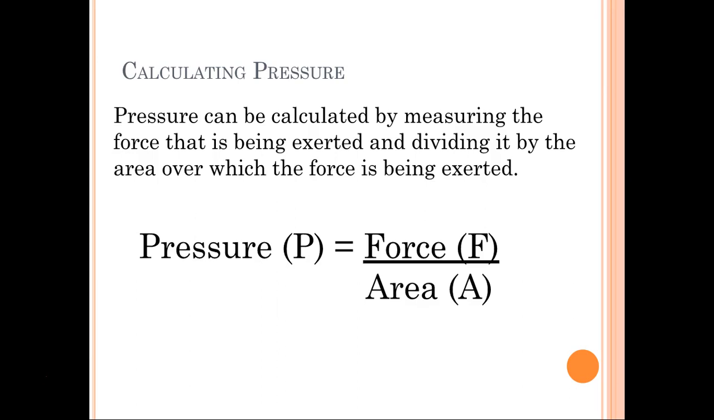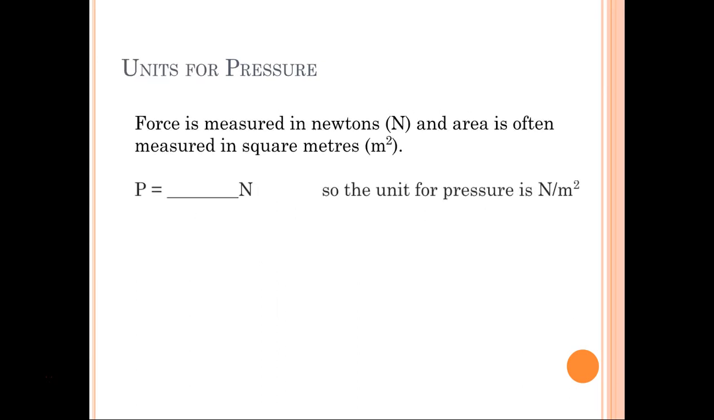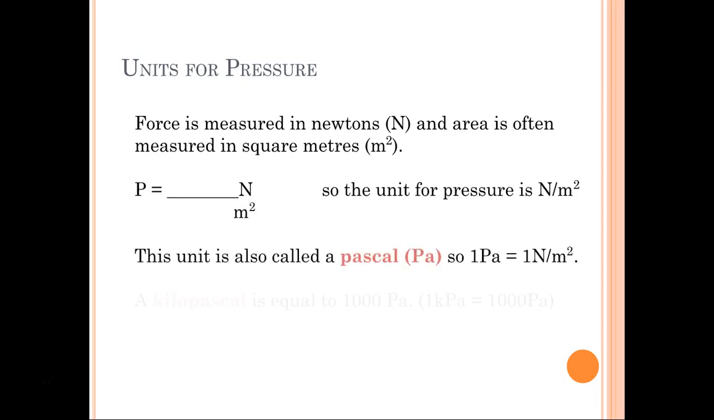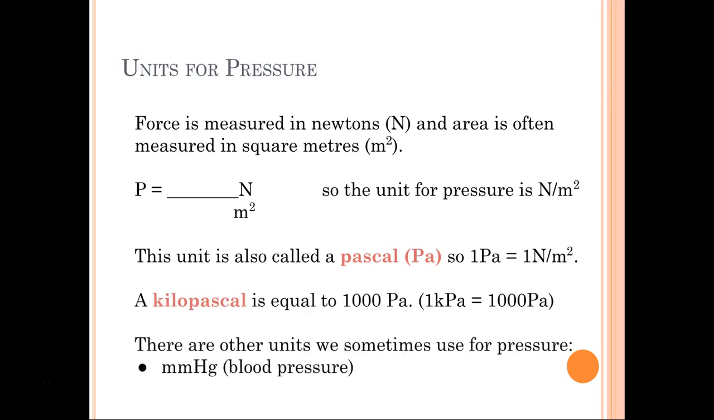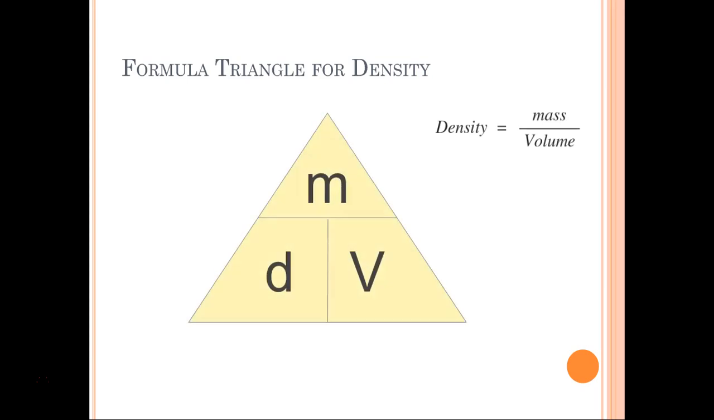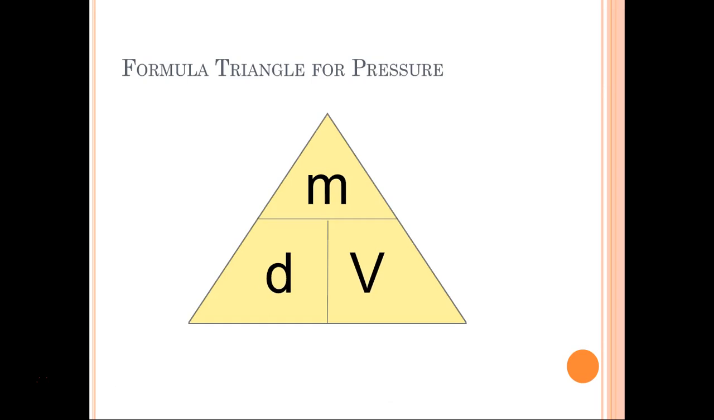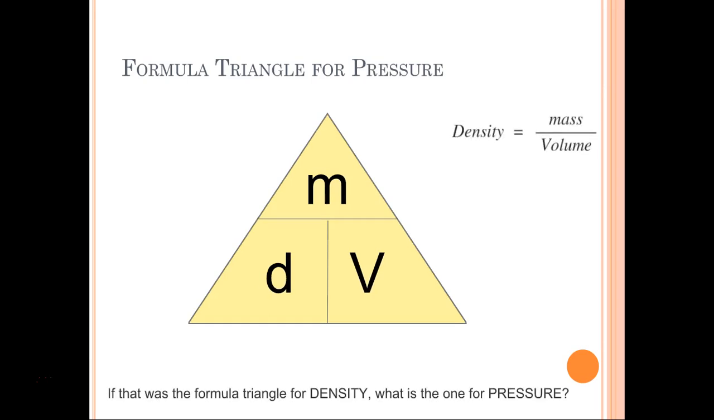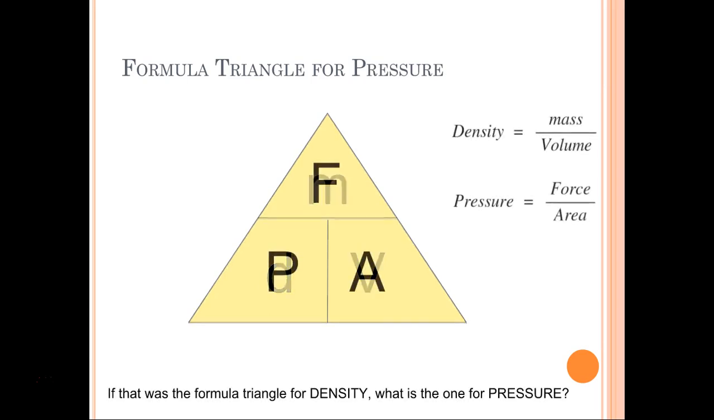We discussed the formula for pressure, and we looked at the units for pressure. So pressure is force over area, so it's Newton per meter squared, which is also known as a Pascal. And a kilopascal is 1,000 of those. We looked at other units that they've used for pressure, and we also looked at the triangle, just like the density triangle, the triangle that's used for calculating pressure.